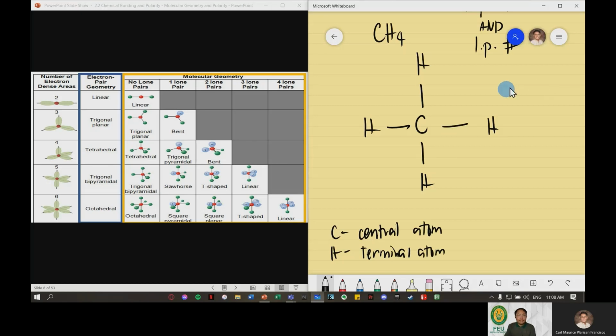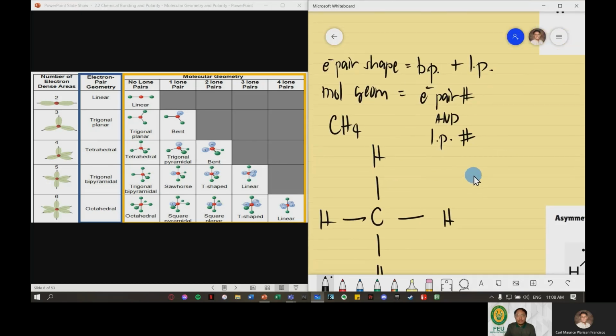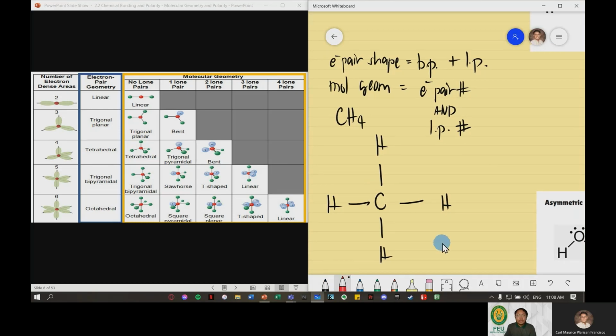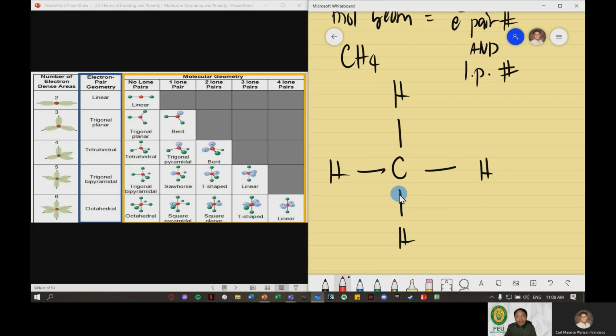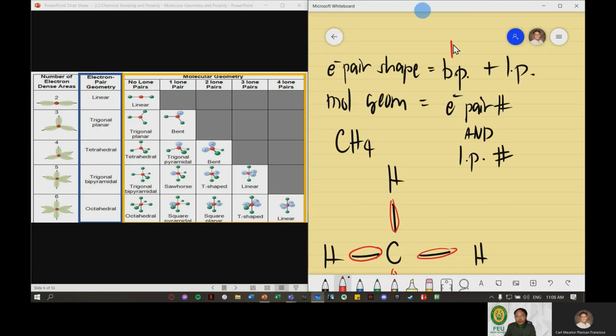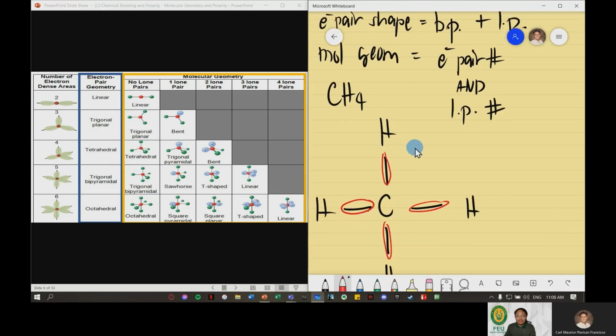Now at this point, to determine the electron pair shape of methane through this Lewis dot structure, I will start with BP. Your BP is the bonding pair. Now, how do we do that? Count the pairs of electrons bonding with your carbon. So that would be 1, 2, 3, 4. So therefore, we have 4 bonding pairs.